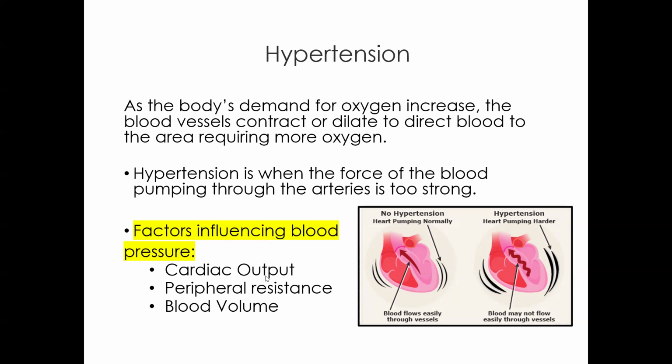Cardiac output, that means how fast and hard your heart is pumping. Peripheral resistance, how much resistance is being pushed onto the walls of the arteries. And then blood volume, how much liquid is inside the blood vessel. And so those three things all affect the blood pressure reading that you take in clinic. So heart pumping normally, blood flows easily through the vessels. Hypertension, heart pumping harder, blood may not flow easily through the vessels.